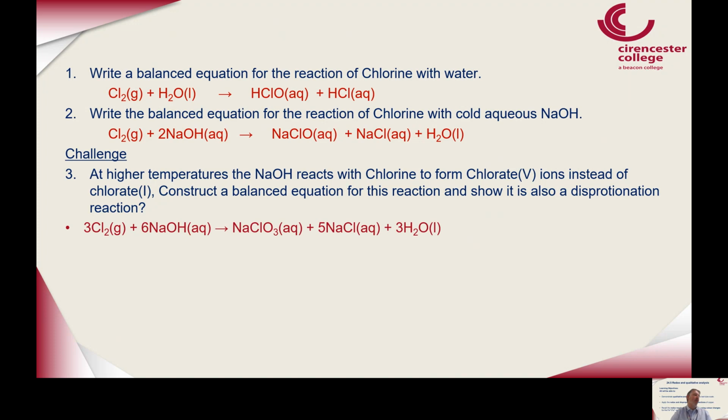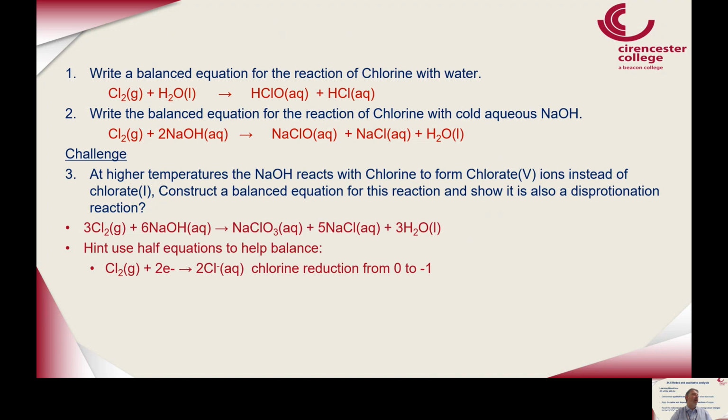Okay, so three chlorine molecules react with 6 sodium hydroxide, making sodium chlorate(V) and sodium chloride. So it's +5 and it's -1. It started at 0, so it's gone both up and down. Okay, to balance that, this is how we worked it out. Chlorine needs 2 electrons to make 2 chloride ions. Chlorine plus 12 OH minus is going to make 2 ClO3 minus, plus 10 electrons plus 6 H2O.